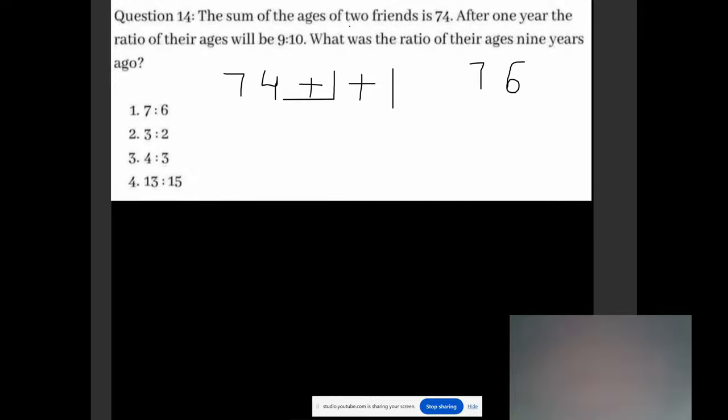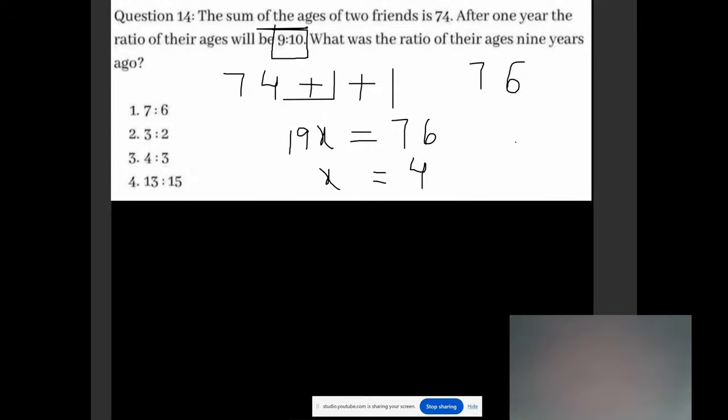But the ratio is given as 9 is to 10. So you can take that as 9x and 10x. 9x and 10x means 19x. The sum of their ages in terms of x is 19x, which is equal to 76, because that is the sum of their ages. Now we should find the x value. The x value is equal to 4.